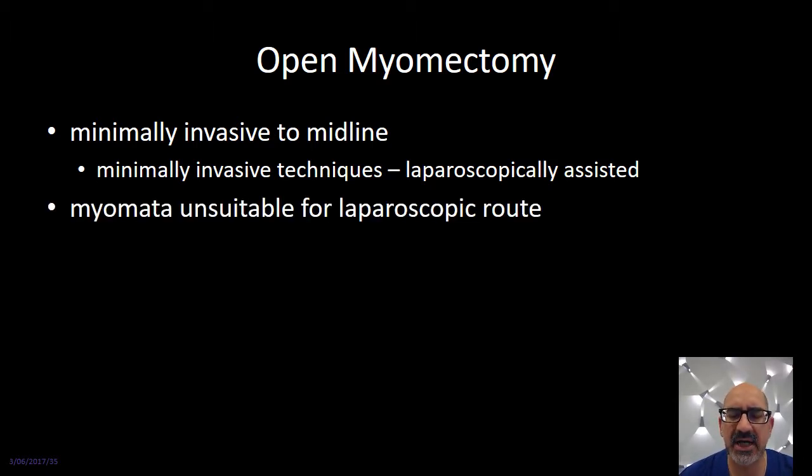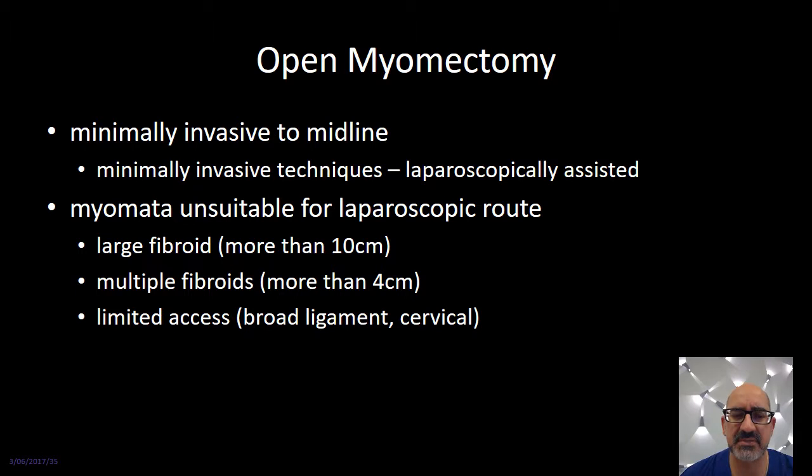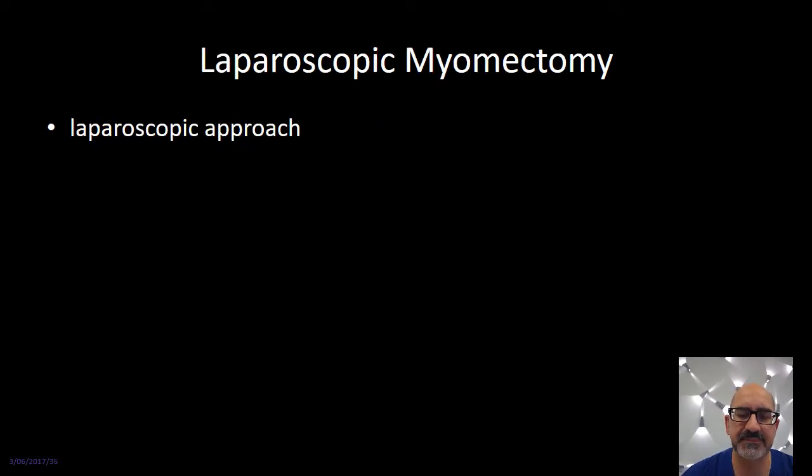A myoma unsuitable for laparoscopic route is one that's very large, more than 10 centimeters, or multiple fibroids, more than 4 centimeters. If there's limited access, for example the broad ligament, though this is more for the traditional laparoscopic approach rather than for a robotic access, and if there are any contraindications to morcellation.